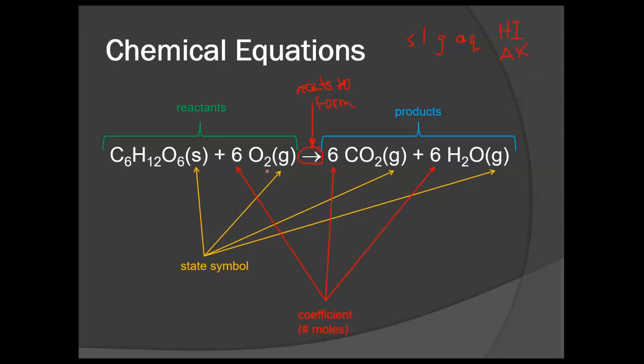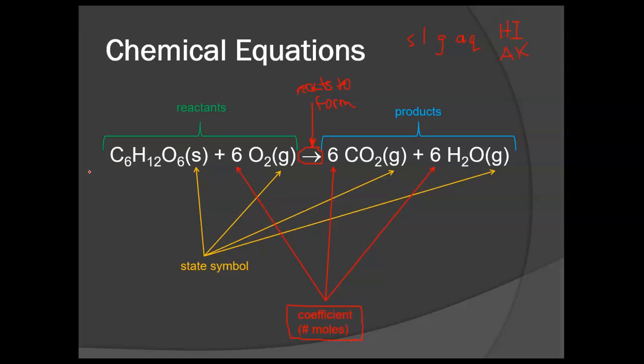No, I'm just kidding. The last bit here then is, aside from the state symbols, are these numbers in front of some of these entities. These are what we call coefficients, and they represent the number of moles of something. And we haven't reviewed moles yet. A mole is chemical amount. It's a way that chemists use to communicate the amount of a chemical used or created in a reaction.